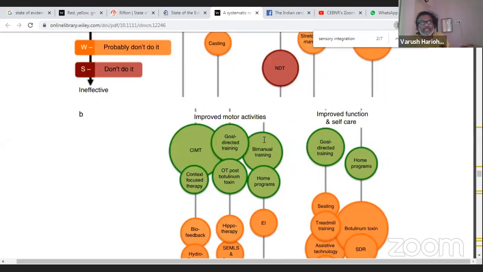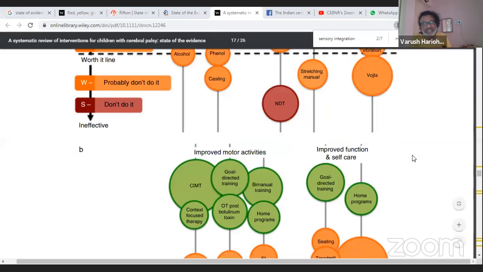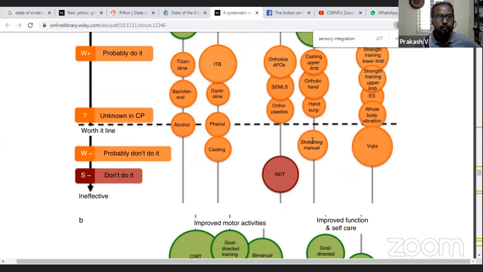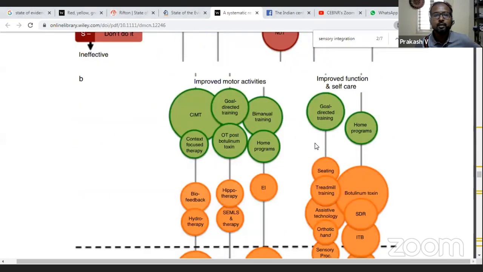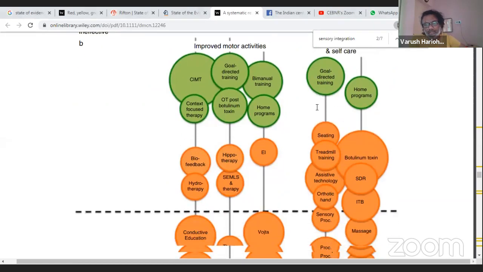Sorry, one minute, Prakash. I just want to add one more thing. The size of the bubble also has a meaning. That is, the larger the circle, probably it means that there were relatively more number of studies, right? Yes. And the effect size also. I'm not very sure, but it is likely to correspond to effect size. Mostly it's about the number of studies.